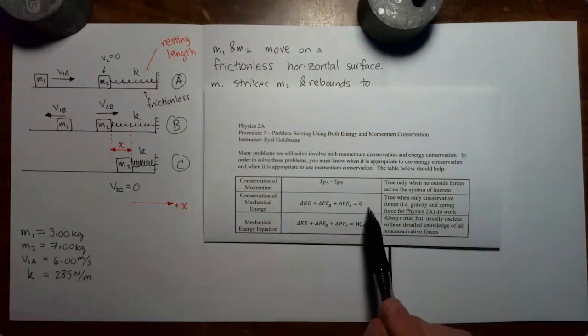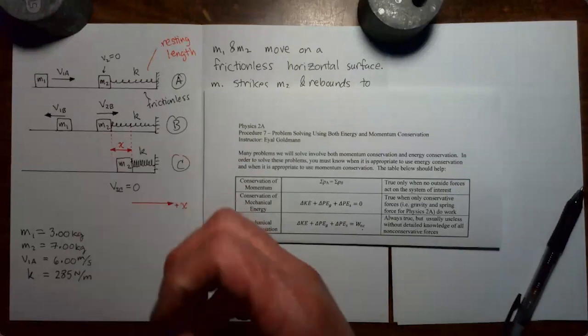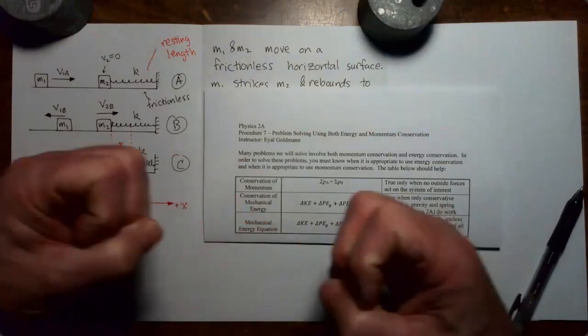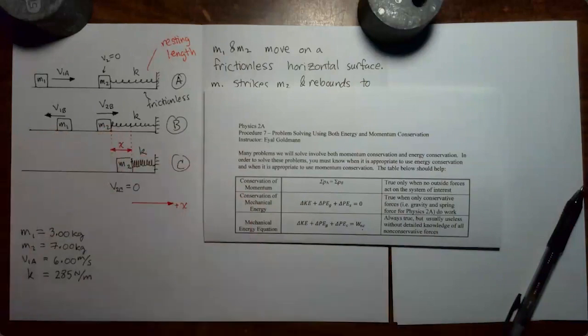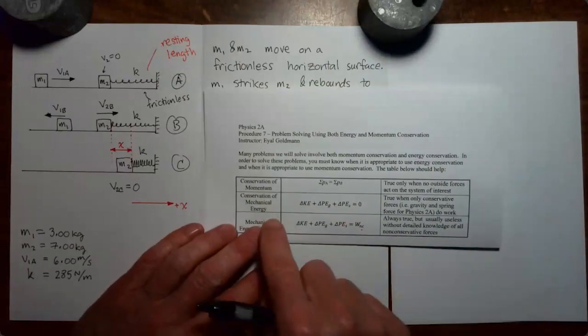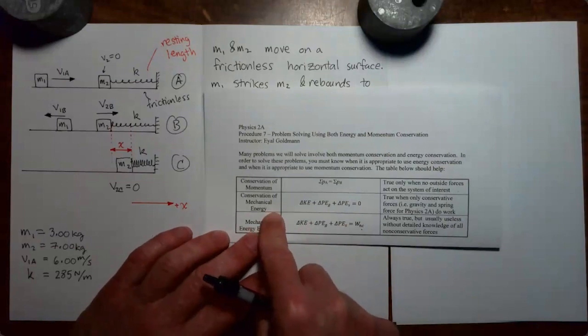Well, first of all, can we use conservation of mechanical energy? Well, we can't, and the reason for that is that during the collision, those masses exert forces on each other, and those forces may very well be non-conservative. If the masses are exerting non-conservative forces on each other, those non-conservative forces may very well be doing work. And if we have non-conservative forces doing work, conservation of mechanical energy is out the window.